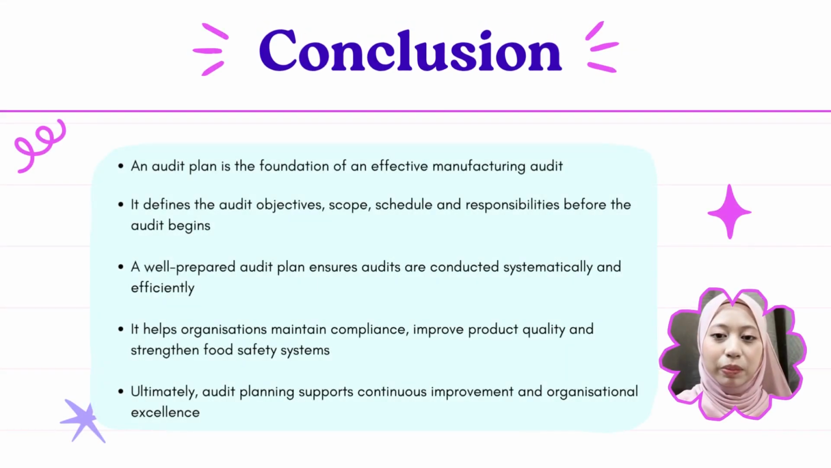In conclusion, an audit plan is the foundation of an effective manufacturing audit. It provides clear direction before the audit begins by defining the objectives, scope, schedule, and responsibilities. Overall, a well-planned audit not only ensures compliance with quality and food safety requirements, but also promotes continuous improvement within the organization.